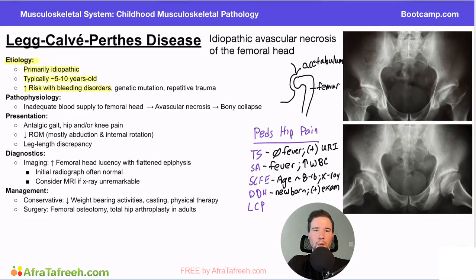Some of the things that increase a patient's risk include bleeding disorders, which can include things like protein S deficiency and factor V Leiden, patients with genetic mutations, particularly patients who have collagen defects, and patients who are exposed to repetitive trauma. So athletes, right? Think about patients who play in sports where they can get repetitively hit in the same area over and over again.